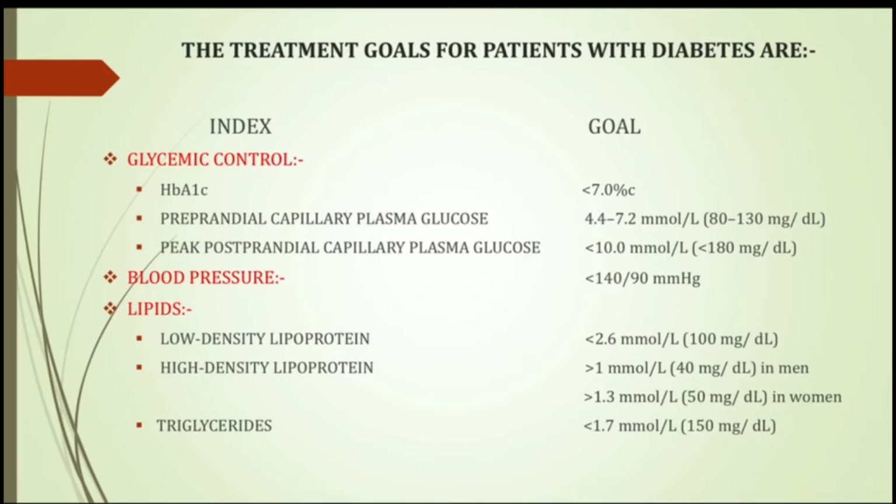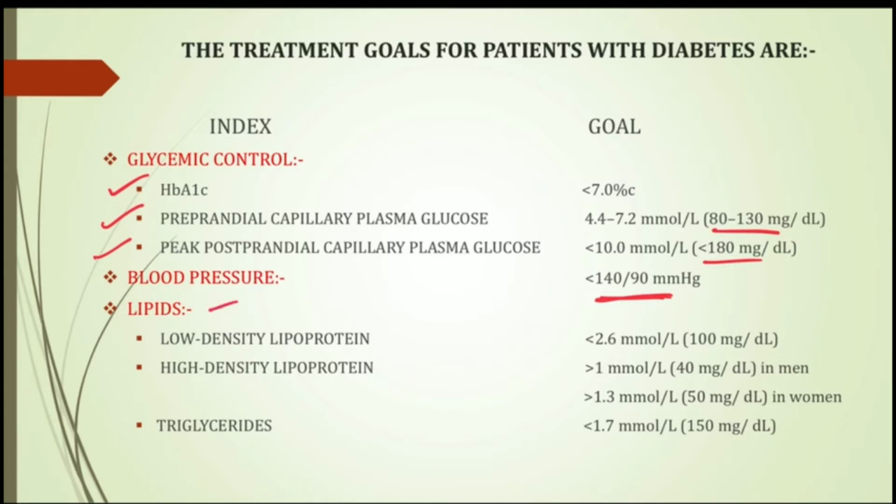So when we talk about glycemic control, an HbA1c of less than 7%, preprandial capillary plasma glucose of 80 to 130 mg per deciliter, and peak postprandial capillary plasma glucose of less than 180 mg per deciliter is the target. And when we talk about blood pressure, then of course less than 140 by 90 millimeters of mercury should be the target in a diabetic patient.